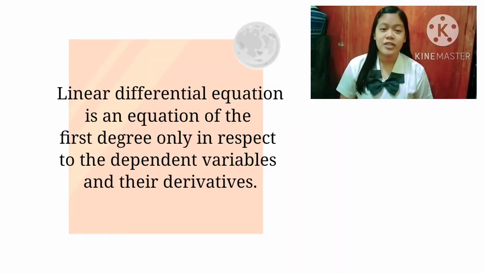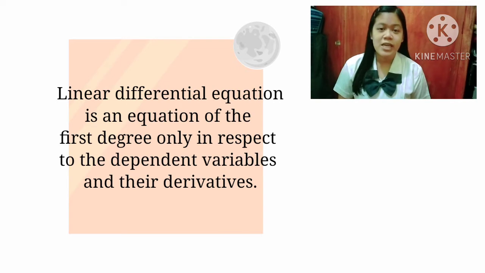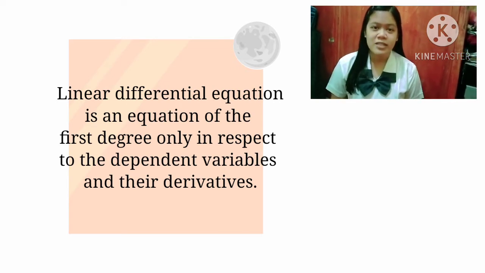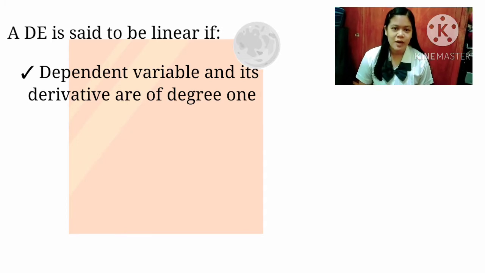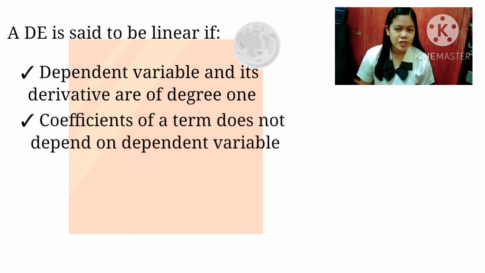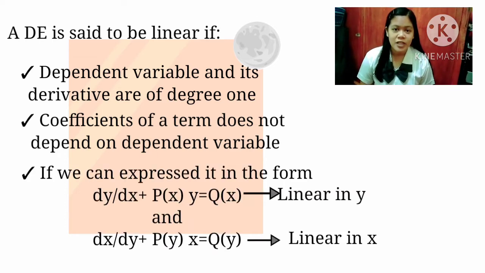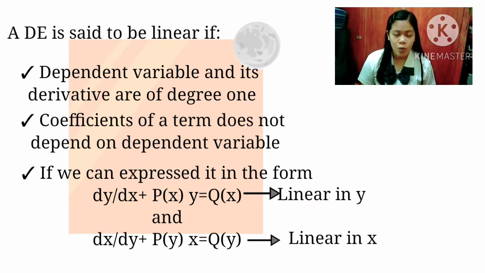A linear differential equation is an equation of the first degree only with respect to the dependent variable and its derivatives. A DE is said to be linear if the dependent variable and its derivative are of degree 1, the coefficients of a term do not depend on the dependent variable, and the equation can be expressed in the form dy over dx plus p of x times y equals q of x if it is linear in y, and dx over dy plus p of y times x equals q of y if it is linear in x.